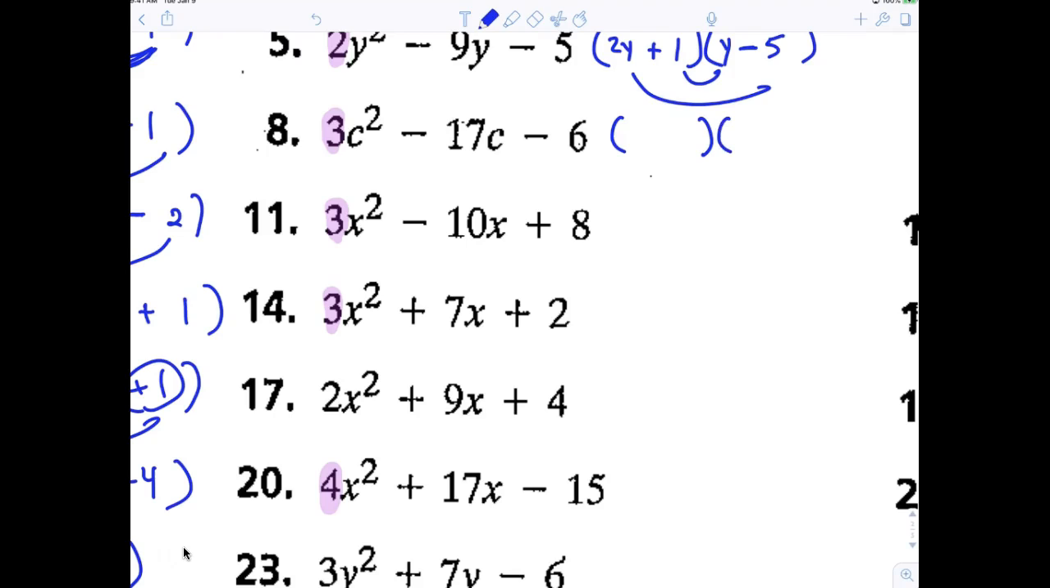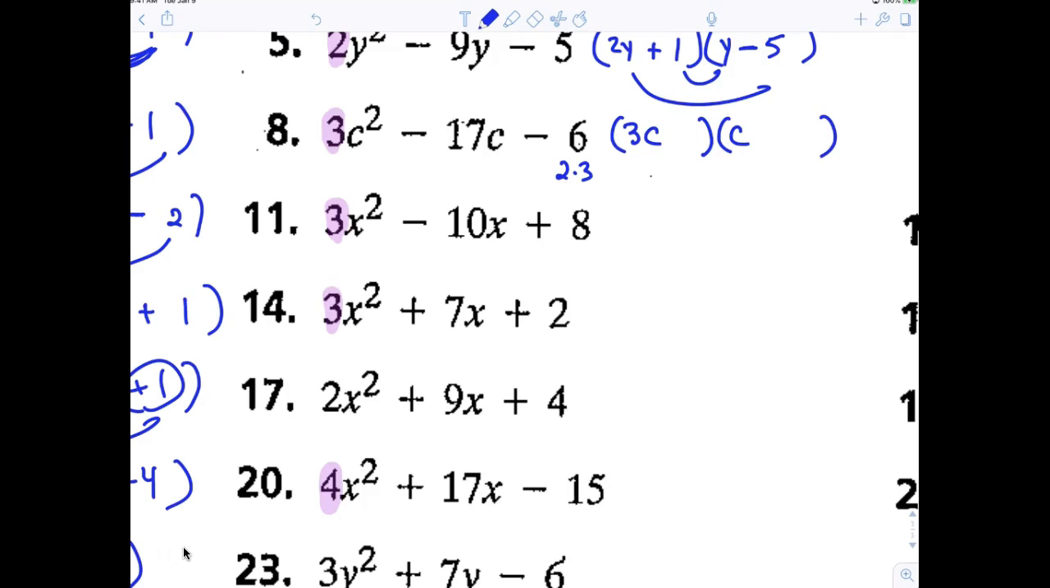Bless you. All right, the only factors of 3c squared are what? 3c and c. Now I need your attention here. Middle factors of 6 are 2 and 3. You're going to save yourself a lot of time if you listen to what I'm saying right now. Connor, you cannot miss this.